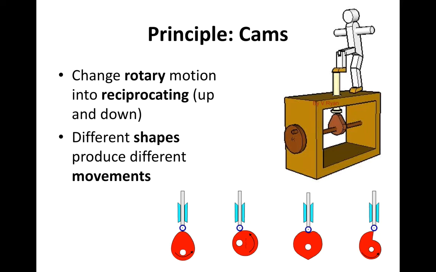Cams are used to change rotary motion, round and round motion, to up and down motion, and you see them in the department. We've got quite a few on a shelf up in S1, used in little children's toys, and as they turn around you get different types of movement.